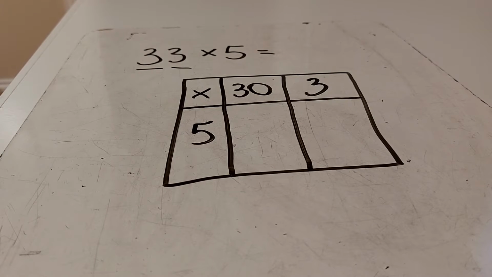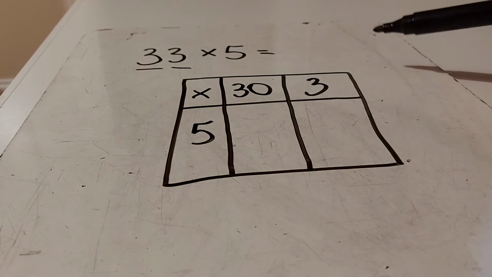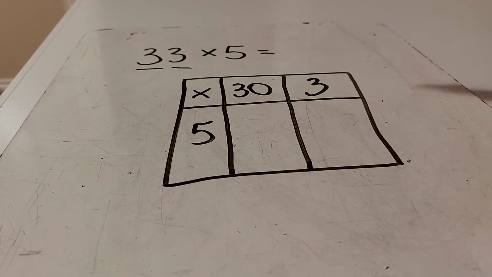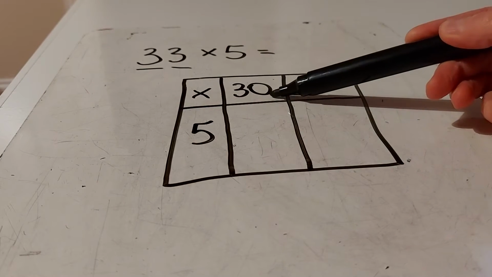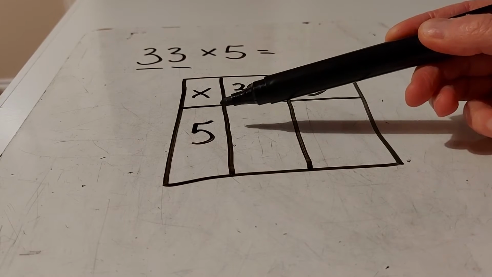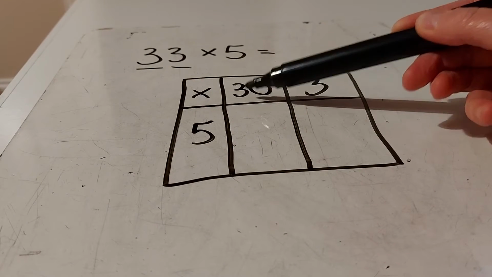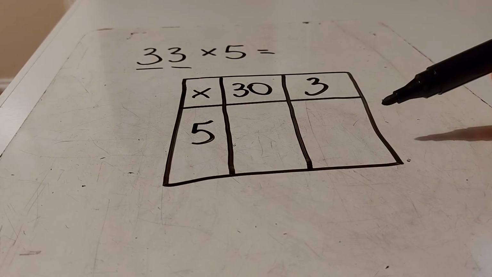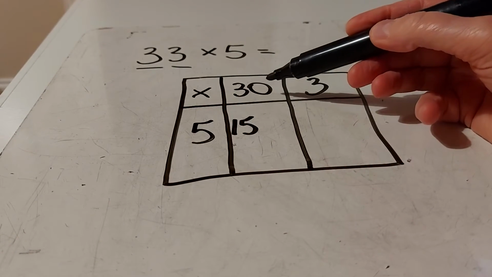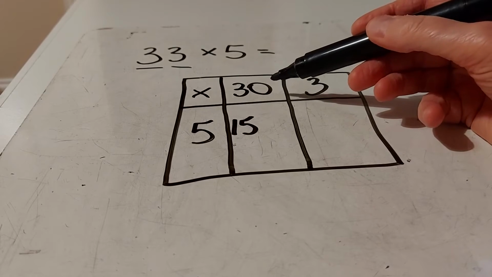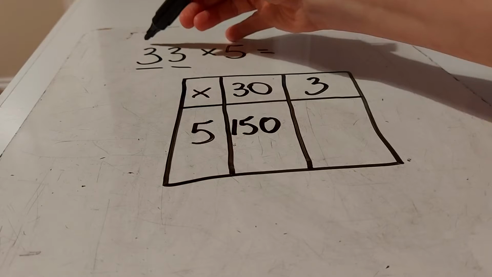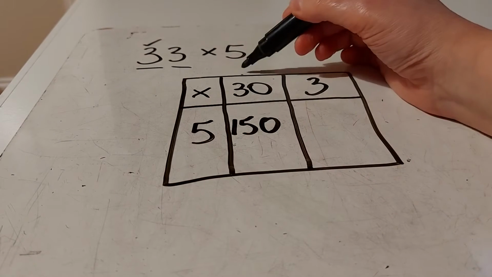And now we've partitioned or separated, we're going to multiply the 10s separately to the ones, okay? So 5 times 30. Now we talked about this yesterday, an easy way to do it would be 5 times 3, which, have a think, is 15, but because 30 is 10 times bigger than 3, we pop that 0 on, okay? So we've multiplied the 10s.